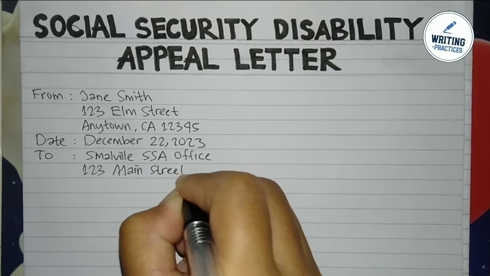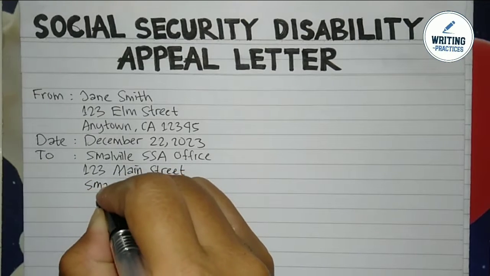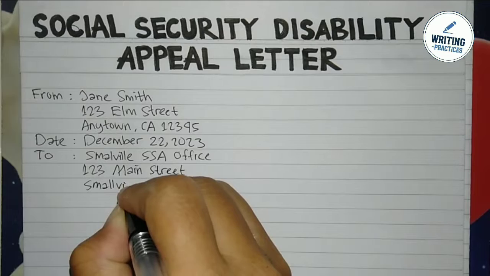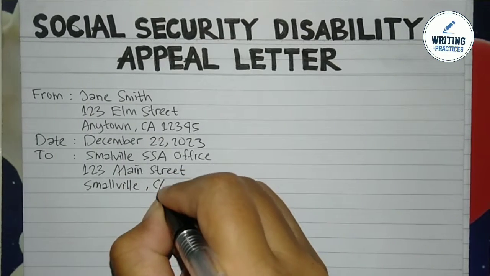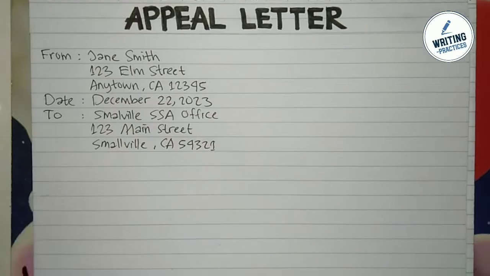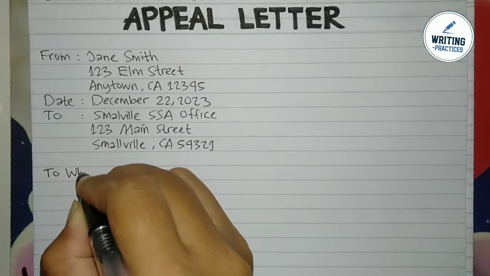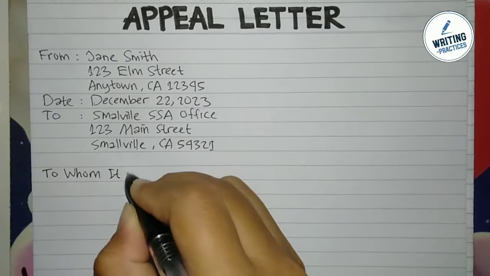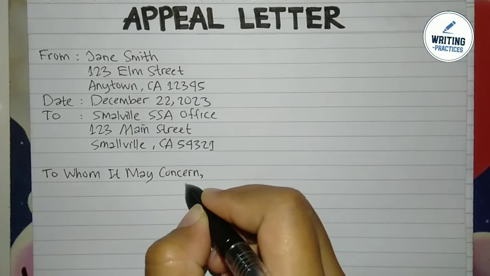For the next, write the information about the recipient. Here, the letter is addressed to Smallville SSA office. And write the full address of the office. Don't forget to mention the number, street name, city, state, and zip code. Once you complete the information, now you can open the letter with a salutation. Since you don't know the name of the recipient, you can simply write, "To whom it may concern," or "Dear Sir or Madam."